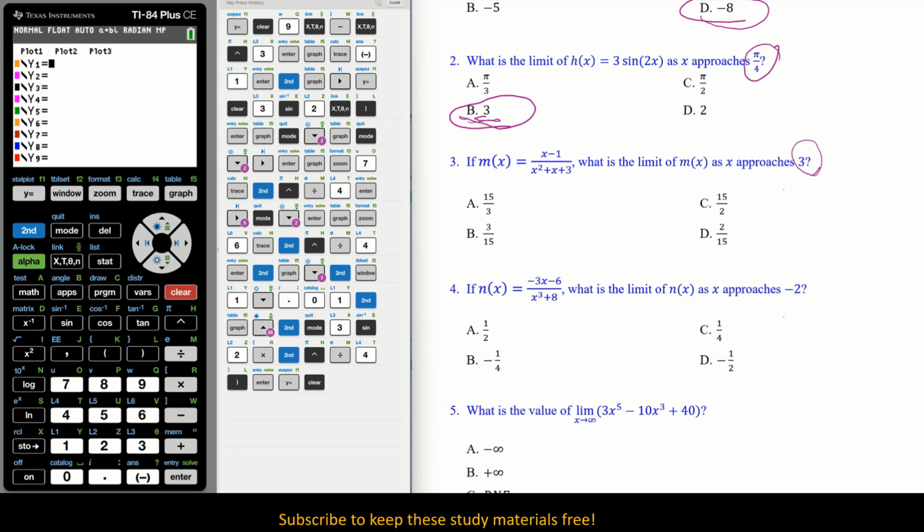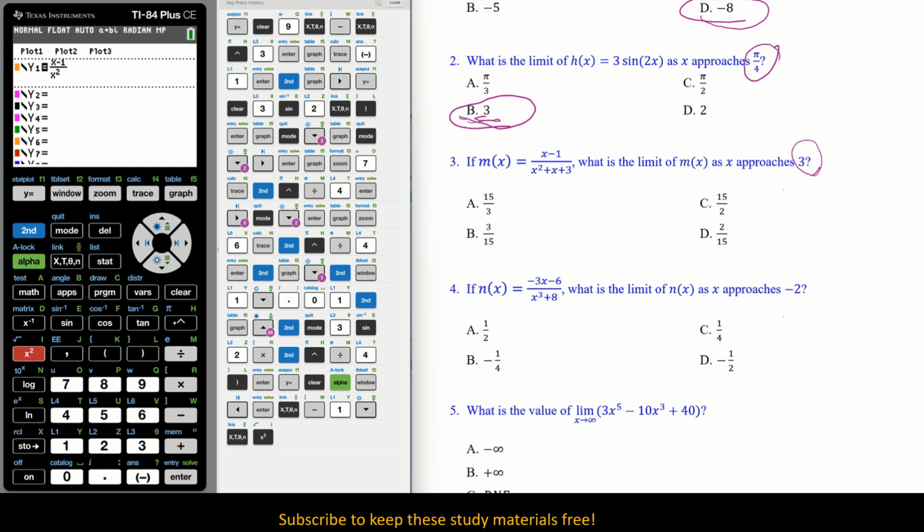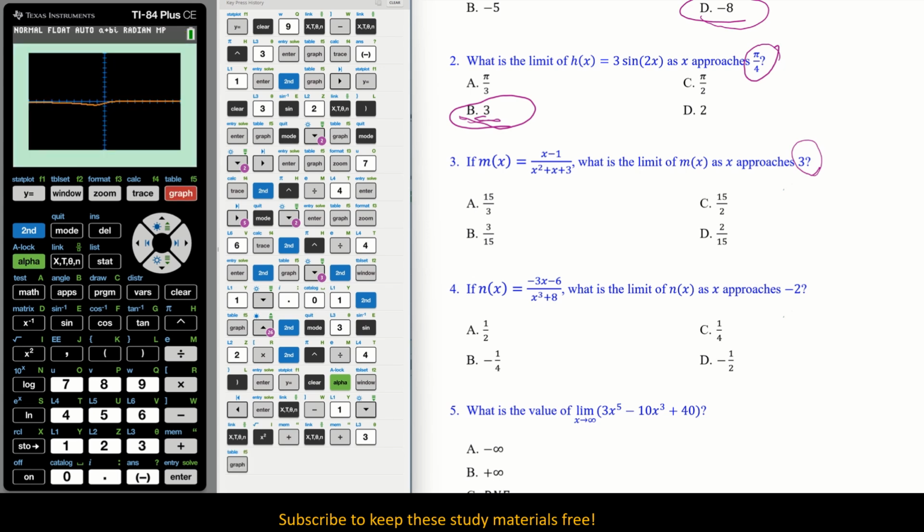Now this is a rational function. So I need to put this in as a rational and you'll see why. All right. So I need alpha window and I'm going to go over to number 1. Now I'm going to put in my function as I see it written. X minus 1, arrow down. And we have x, square it, plus the x plus the 3. Double check that we have it entered correctly. Okay, now let's graph it.